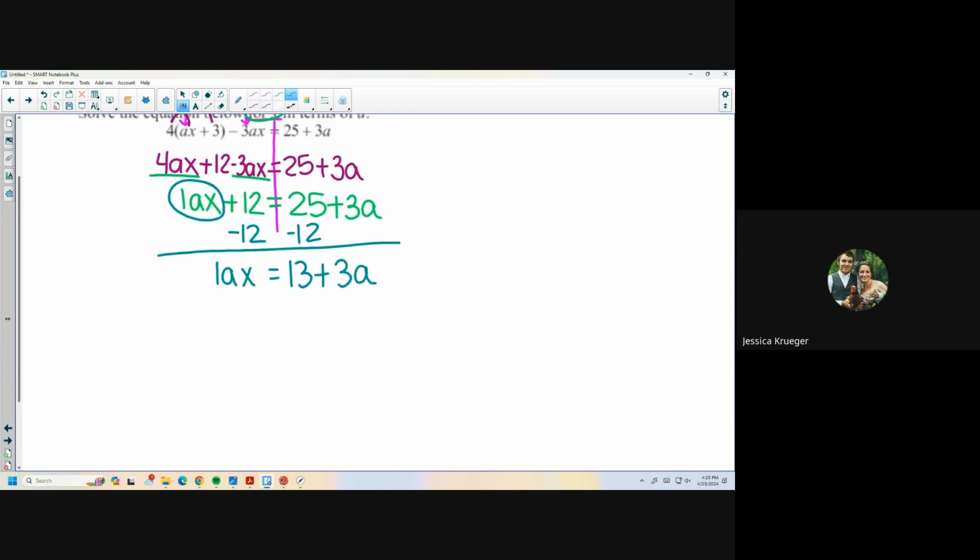My last step is to get x by itself. X is multiplied by 1A. So I'm going to divide both sides by 1A. And 1A is equivalent to A, so writing it either way would be fine. So you could either write it over A or 1A.